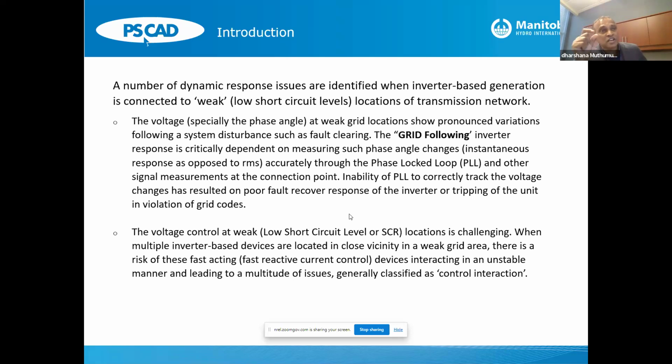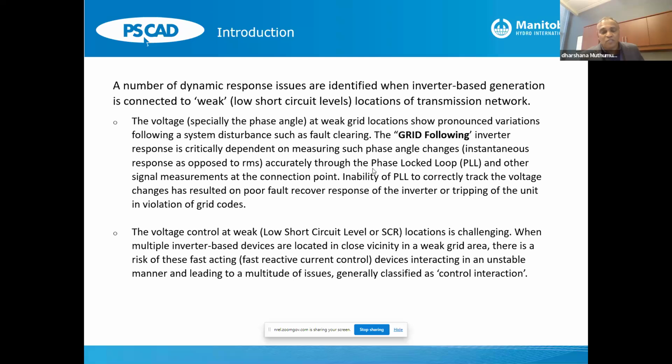With respect to that, there are so many details in the inverter controls that come into the picture, but more often the phase lock loop becomes a critical component. The phase lock loop, I will also show you a little later, is what tracks the so-called phase angle of the connection bus. If the phase lock loop cannot lock to the correct phase angle when the voltage goes through transients, more often than not, that could cause issues.